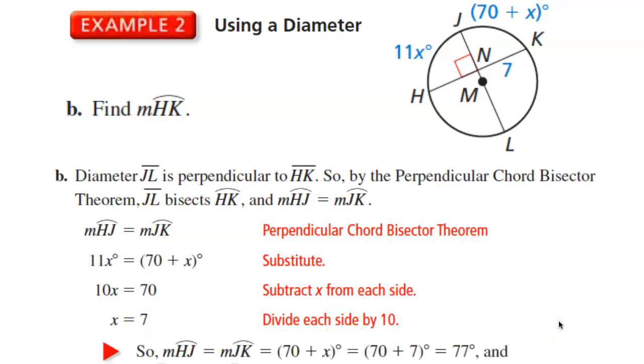Okay? And then it was asking me for the measure of the arc HK. So I have to plug 7 back in for this x right here, and 7 back in for this x right here. So 11 times 7 is 77. 70 plus 7 is 77. 77 plus 77 is your 154 degrees.